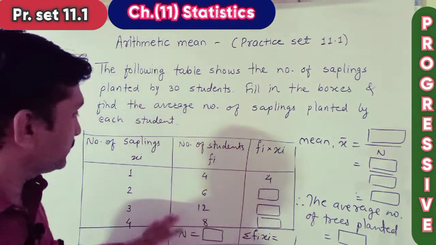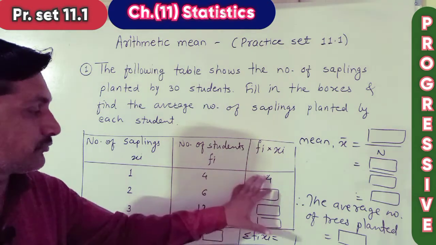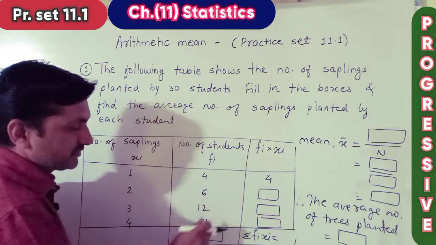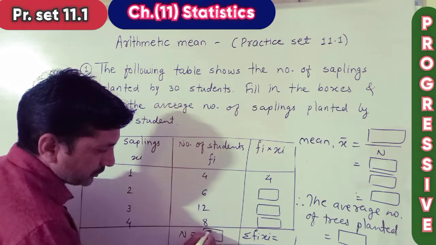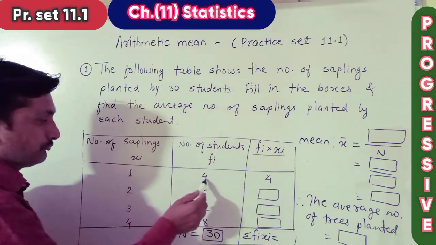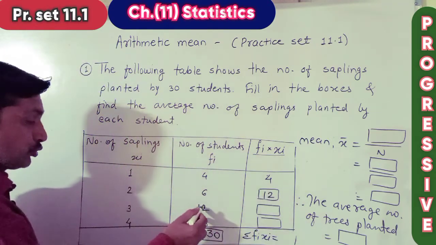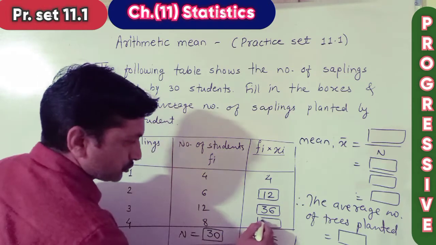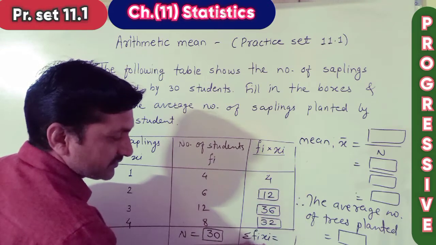Here in the third column we added the product of these two columns, fi into xi. Here we will do multiplication. Now n is equal to the sum of these frequencies. Let's add: 10, 20, 30. n is equal to 30. Now fi xi means the product of these two. 4 ones are 4, 6 twos are 12, 12 threes are 36, 8 fours are 32. And here sum of fi xi, and sum means addition.